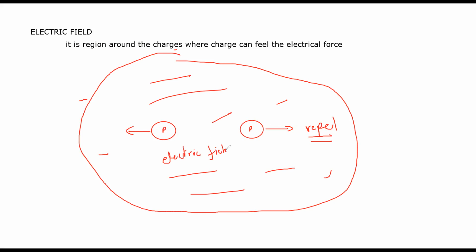So the space around the charge where other charges can experience force, or the region around the charges where they can exert force on each other. A simple definition of electric field: a region in which electric charges experience force, that is called electric field.